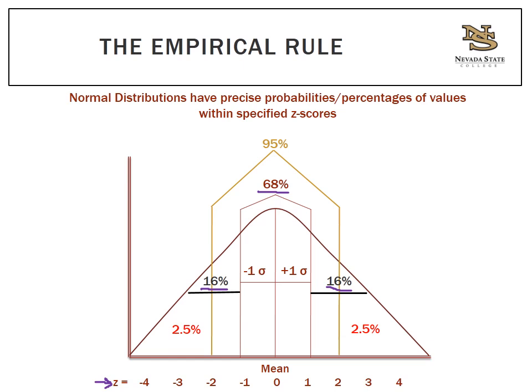5% divided into these two tails tells you that 2.5% of scores are above or at least 2 standard deviations above the mean, or at least 2 standard deviations below the mean. Or in other words, 2.5% of scores have a z-score higher than 2, or less than or equal to -2.